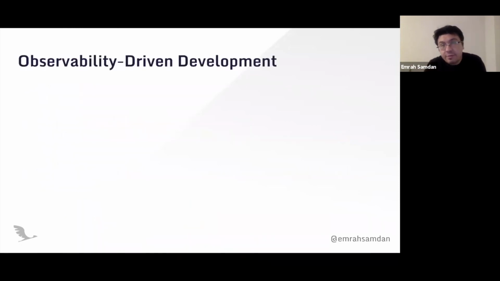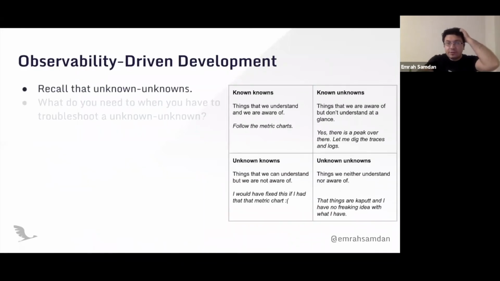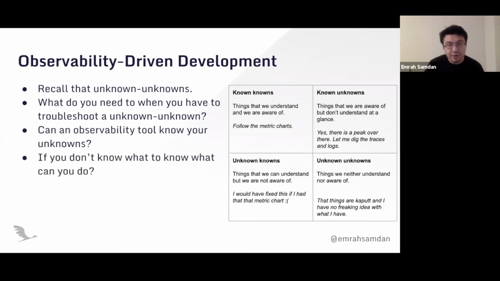And this brings us to the topic of observability-driven development. It says that no service can know your system better than you. So in order to understand unknowns, you need to do something yourself. You need to instrument everything yourself.